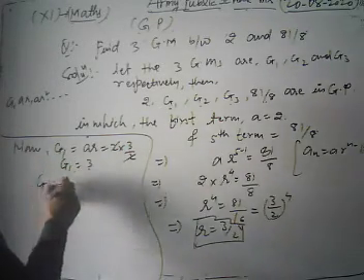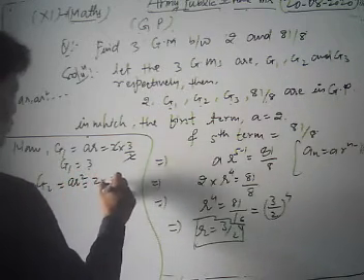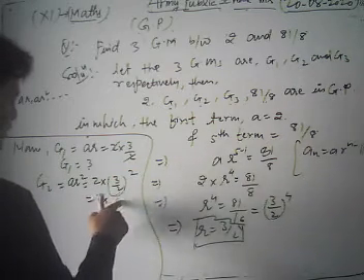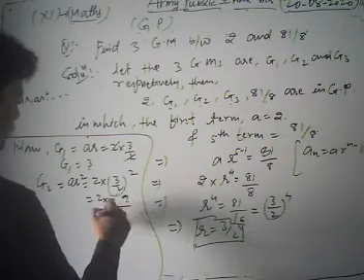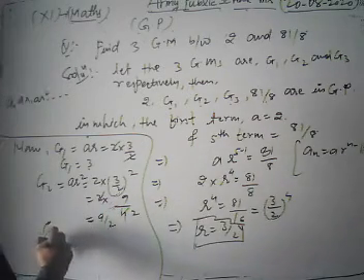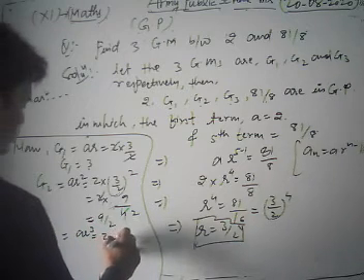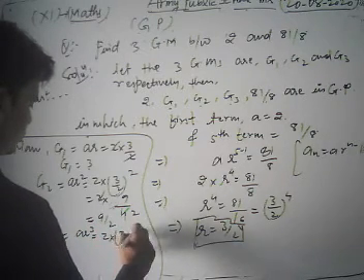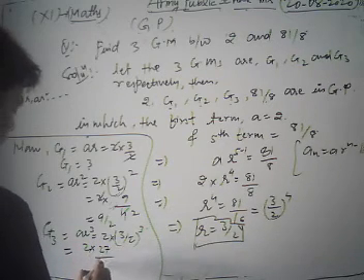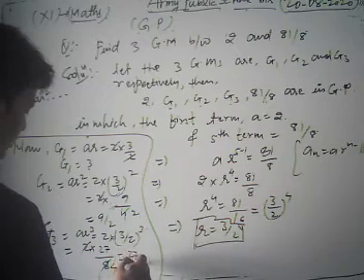The second geometric mean is ar square. So the value of a is 2 and r is 3 by 2 squared. We get 2 into 9 by 4, and 2 into 4 is 2 2s are 4, which means 9 by 2. And the third geometric mean is ar cube, which means 2 into 3 by 2 cubed. So 2 into 27 by 8, and 2 4s are 8, this is 27 by 4.